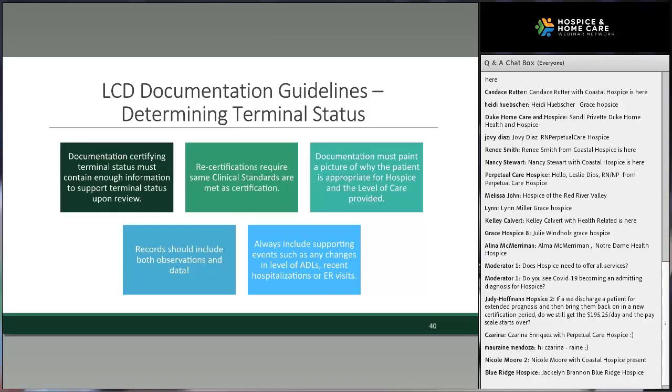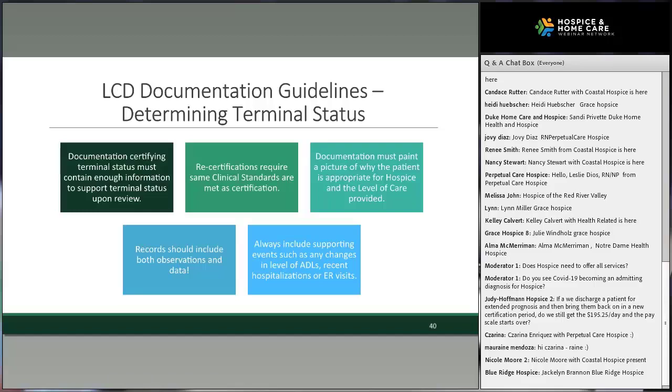Recertifications require the same clinical standards as an initial certification. So you can't just say they've been on hospice, we're going to continue. No, we're recertifying, this is the reason why, and this is all the supportive documentation why. We might have some additional reasons why something occurred, so you want to pull that information together. Again, I've talked about documentation painting a picture.